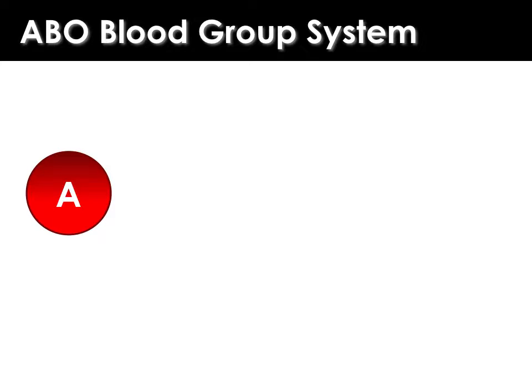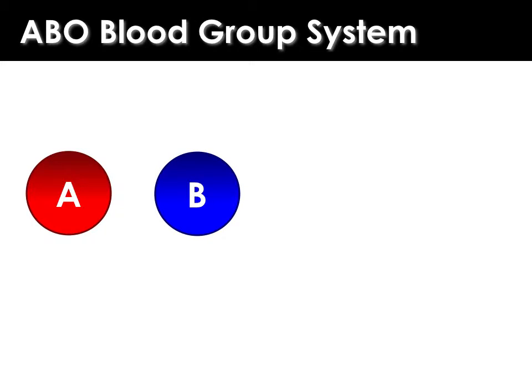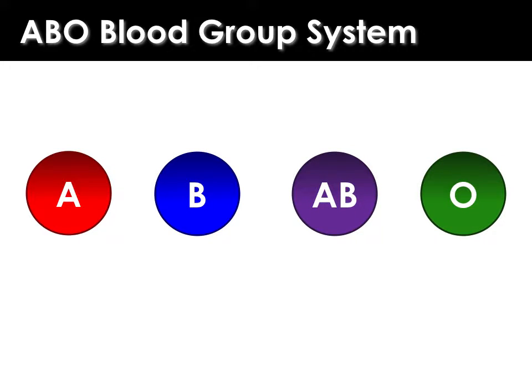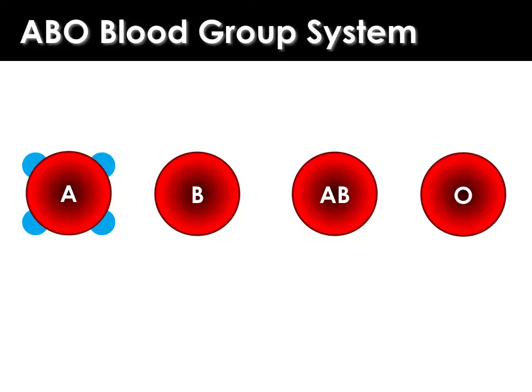So in the ABO blood group system, you can have type A blood, type B blood, type AB blood, or type O blood. Type A blood has a surface antigen A, so it's got that glycoprotein A on the surface of its cell. It'll also have what are called anti-B antibodies, and all that means is that someone with type A blood will have antibodies that will recognize the surface antigen B as being foreign and destroy it.